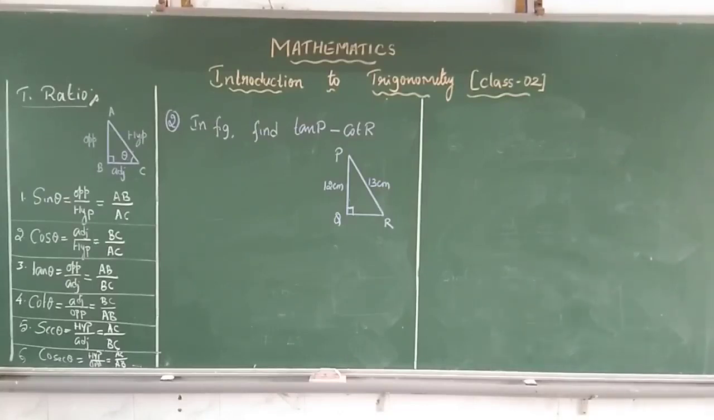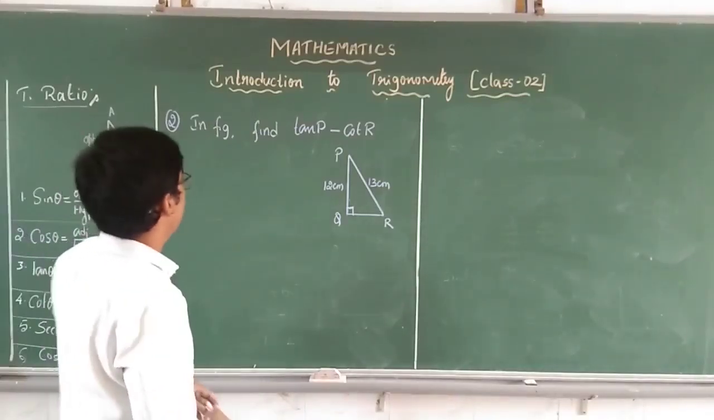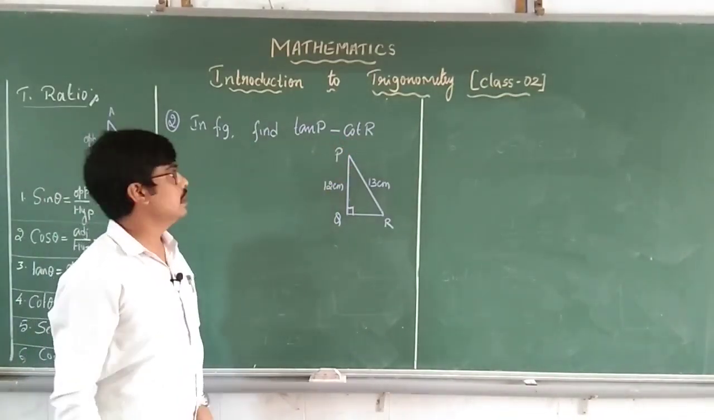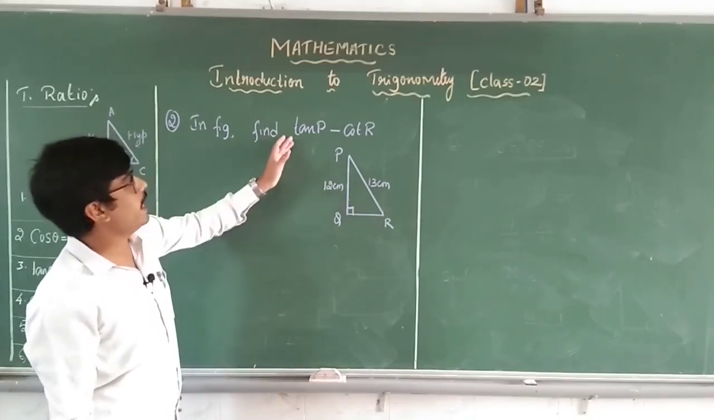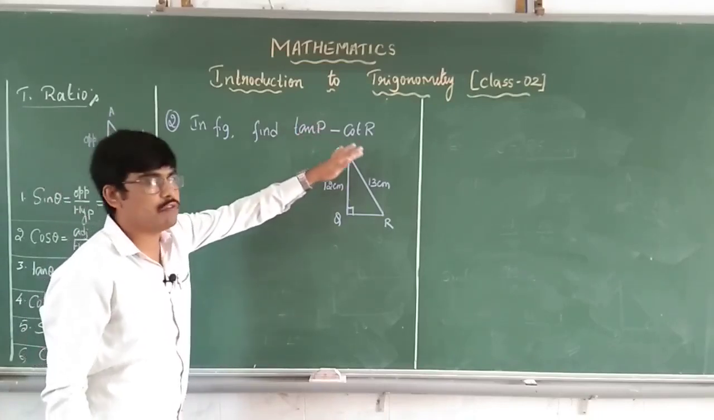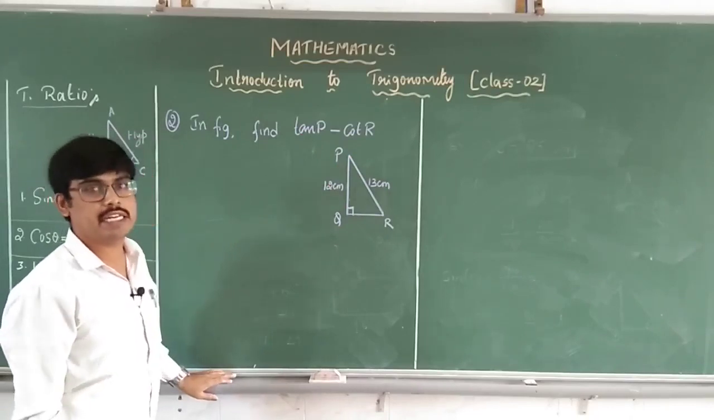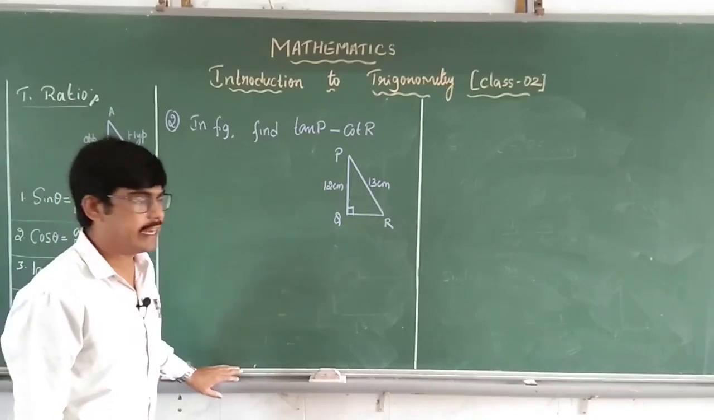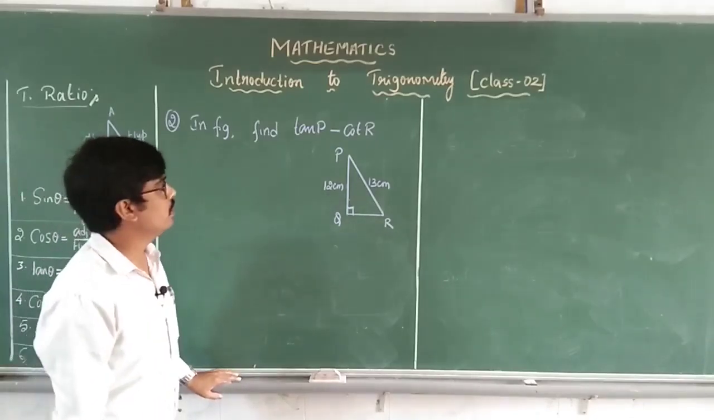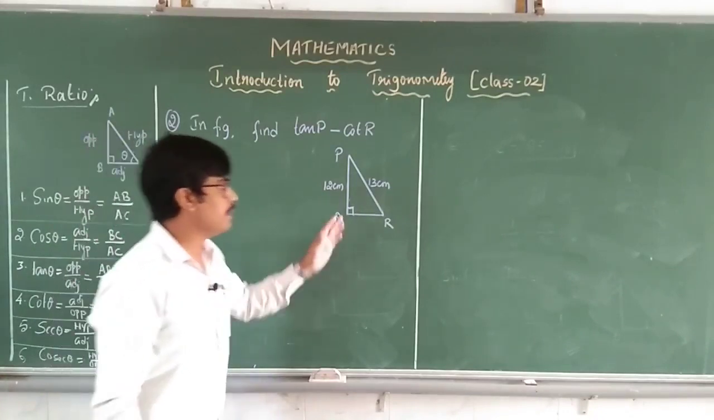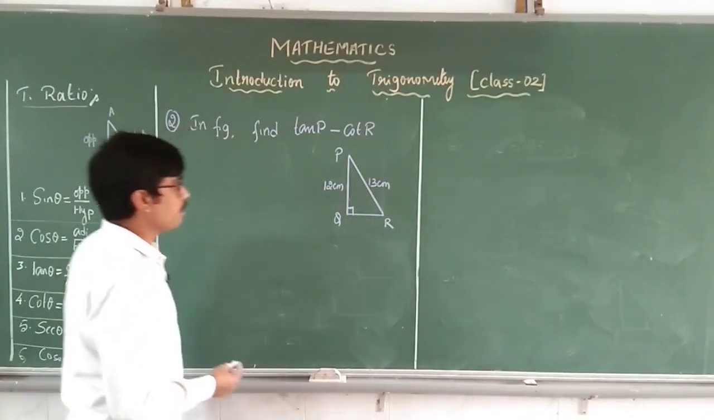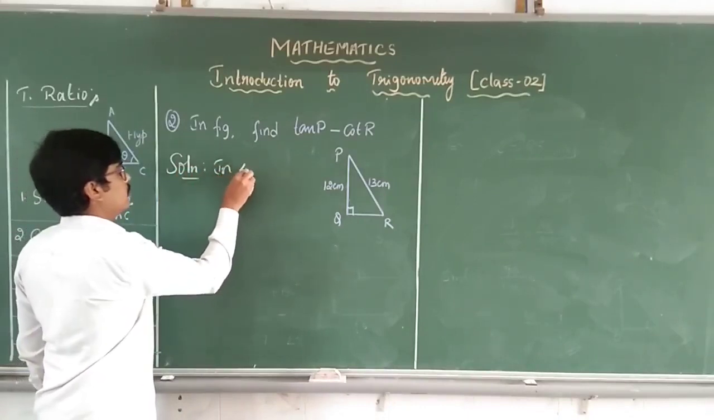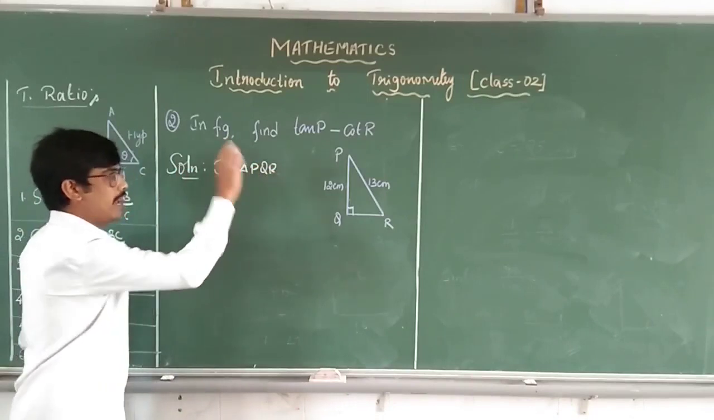Yes, the second problem is like this. In the figure, find tan P minus cot R. I need to define tan for the acute angle P and cot for the acute angle R, and then I need to take the difference of these two. For that they have given a right angle triangle PQR, right angled at Q, with PQ as 12 cm and PR as 13 cm. Now by using the Pythagoras theorem, find the value of QR.